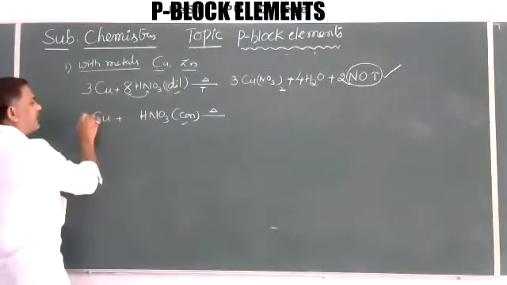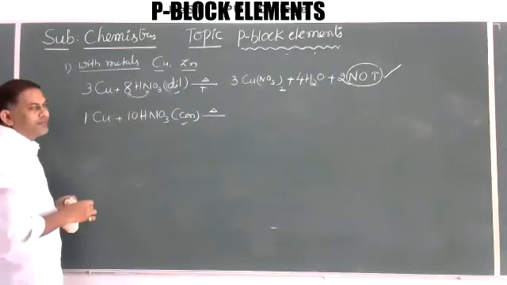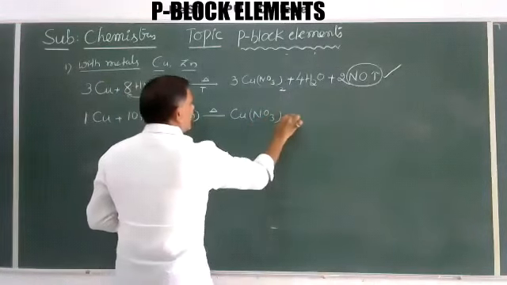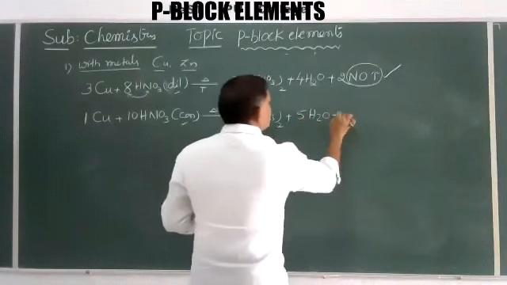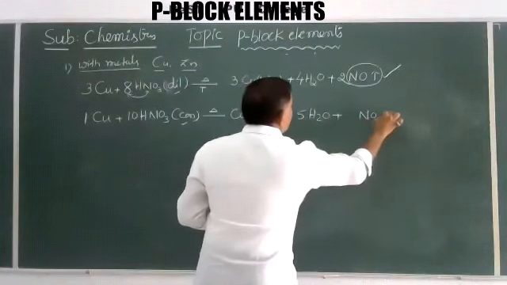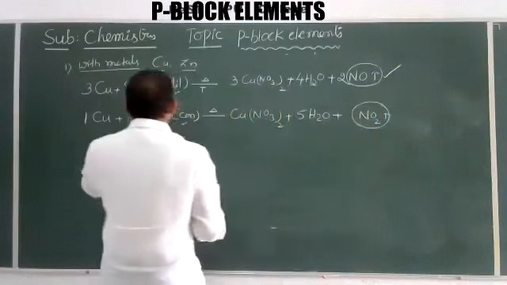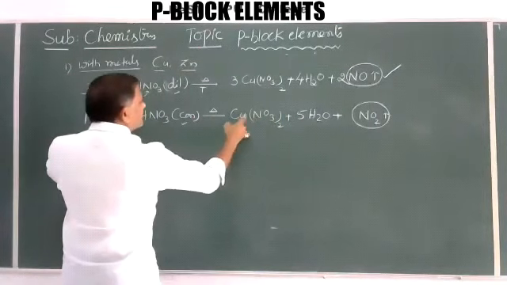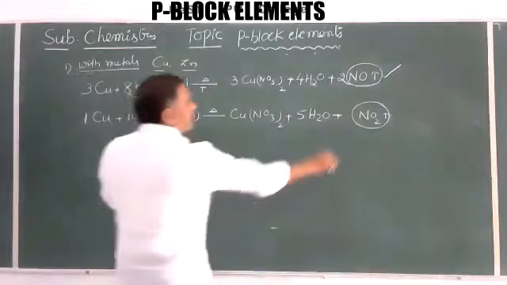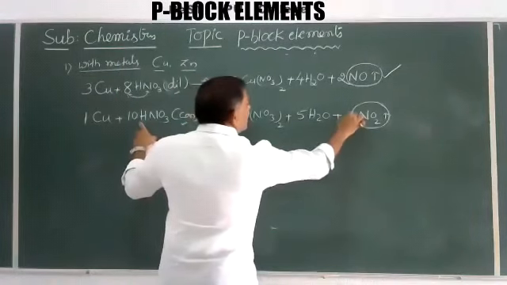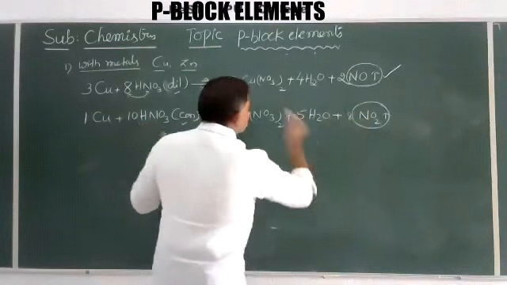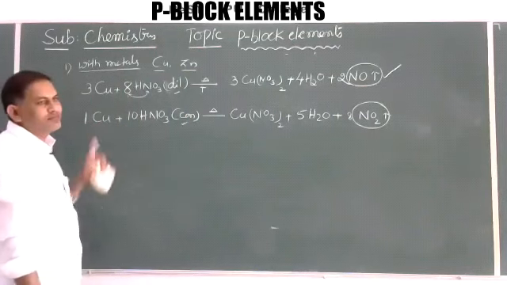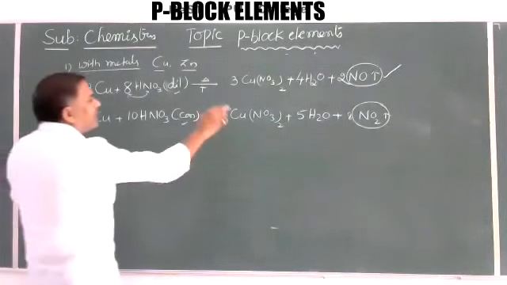When it is concentrated, take 1 mole of copper and 10 moles of HNO3. Here we will get Cu(NO3)2 plus 5H2O plus NO2 gas liberated, nitrogen dioxide gas. Here 10 are there; out of 10, 2 are already completed. Then out of the remaining, how many are required? 8. So take 10 HNO3.